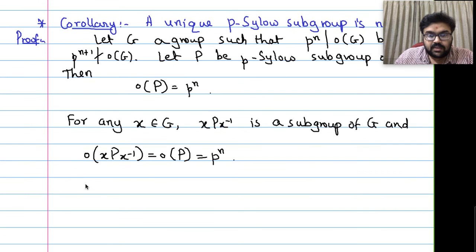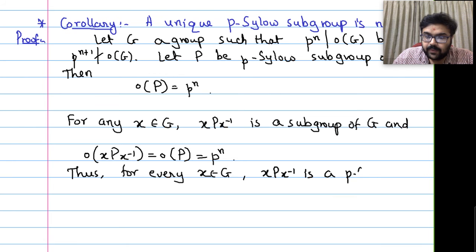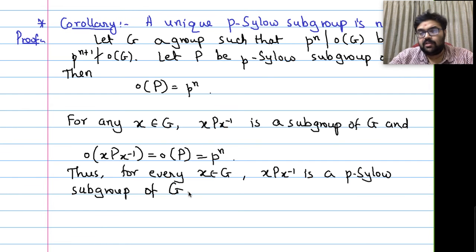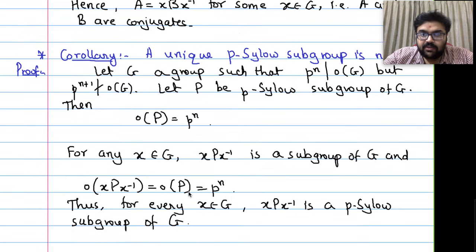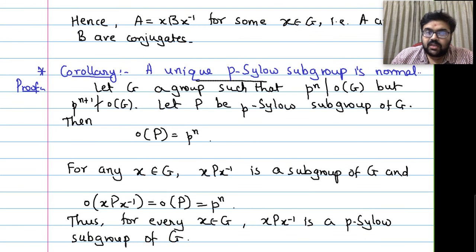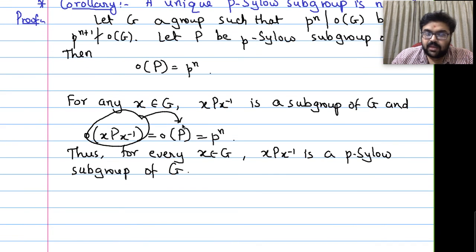Thus, for every x in G, x P x inverse is a p-Sylow subgroup of G, because this also has the highest prime power. The order is the same, both are p power n. But what are we given? We are given that G has a unique p-Sylow subgroup. That means for every x, this cannot be different from P. Since it is unique, we should not find another one. There is only one.